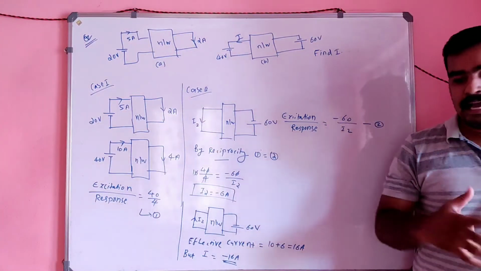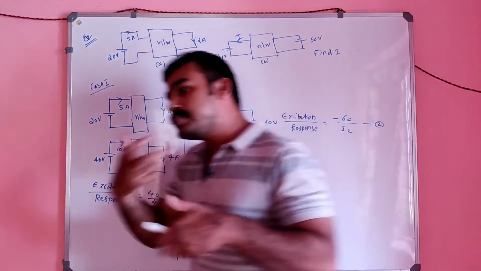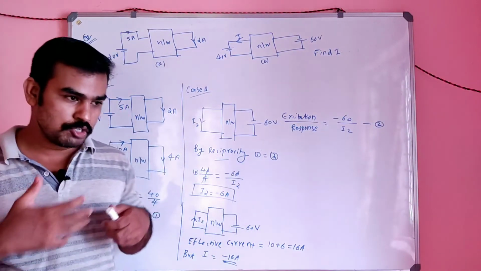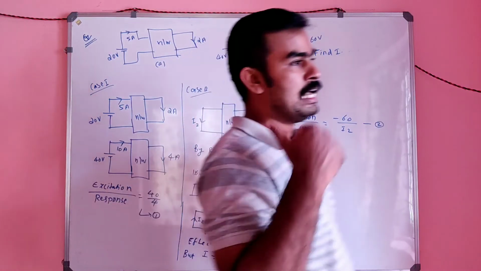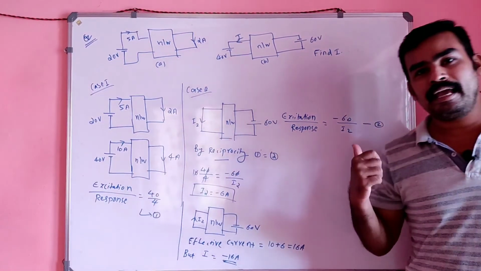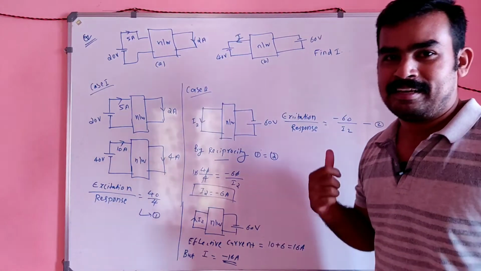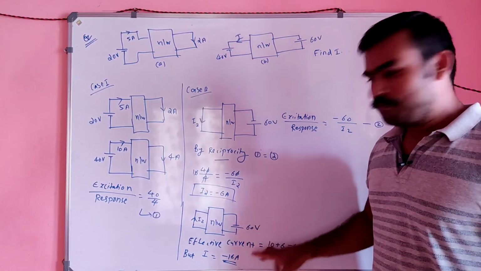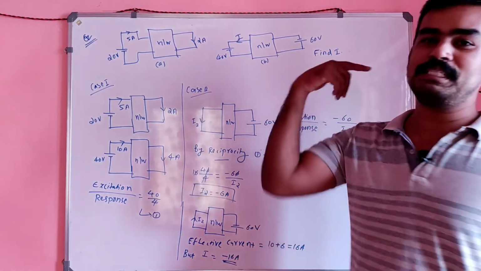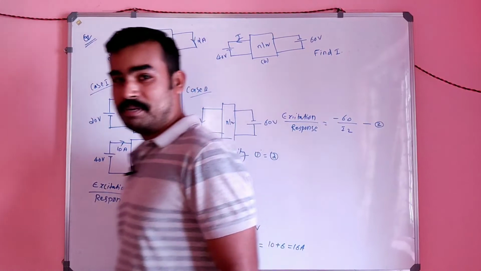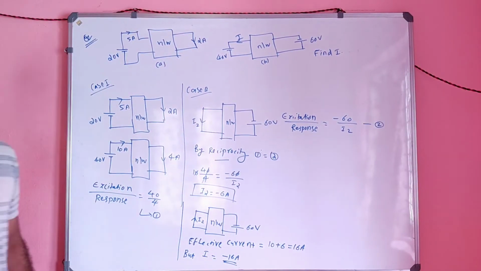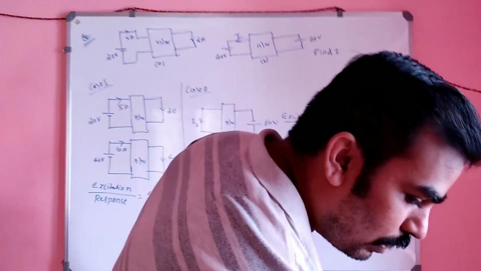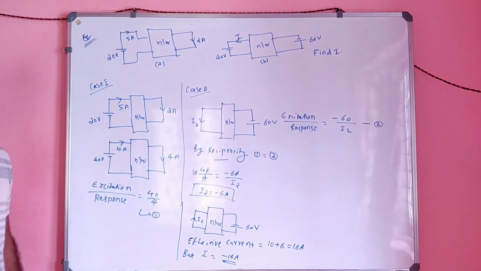If the examiner wants to really check your knowledge, he may have options like one option is 16, another option is minus 16. Definitely you will be confused. And the answer is nothing but what? Minus 16. Is it clear?